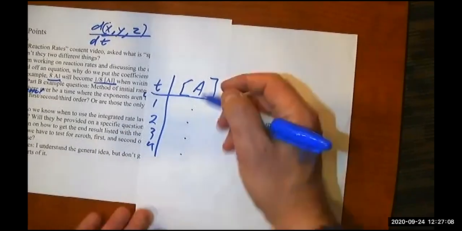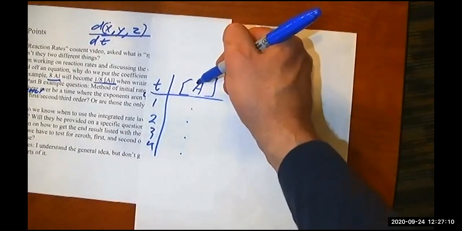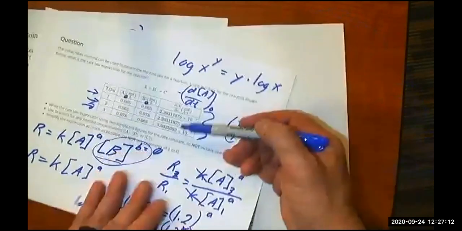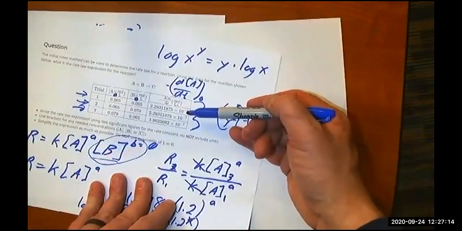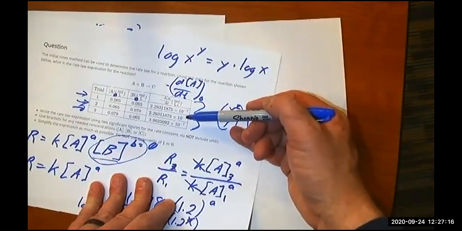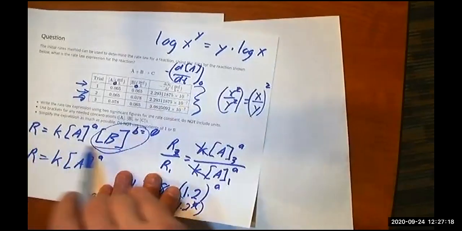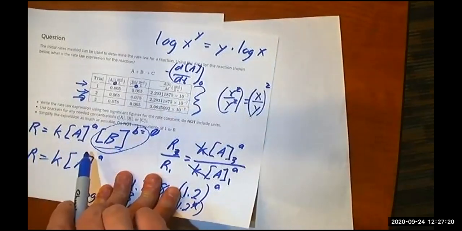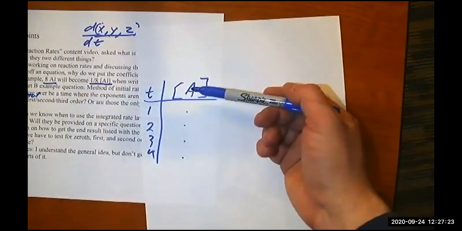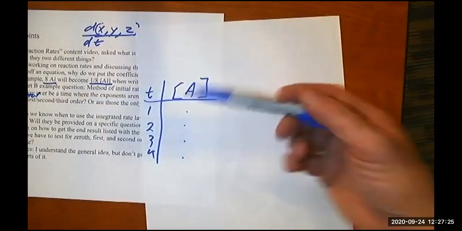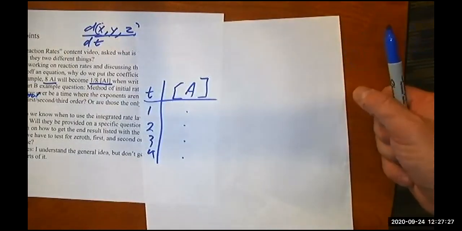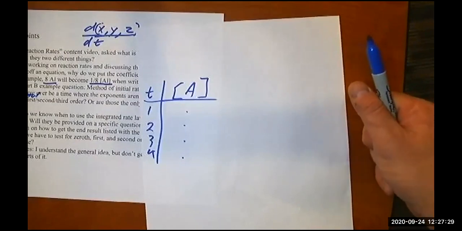So the difference here is you are given the concentration, versus here you're given a rate. So when you're given a rate, you use the differential forms of the rate laws. When you're given the concentrations, you use the integrated forms of the rate laws. Does that make some sense?